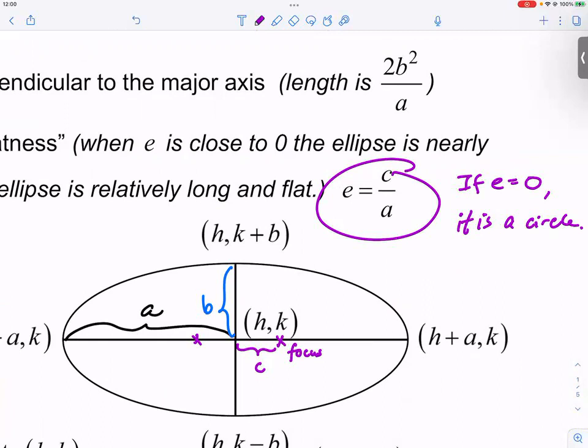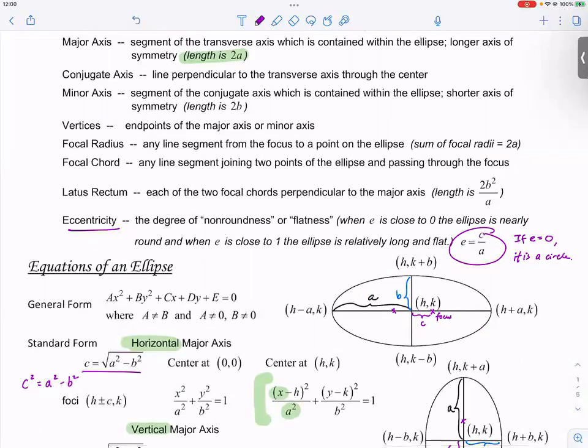Okay, that's pretty straightforward. The other thing that's kind of important is this one, latus rectum. We will mention the length, and there's a little equation that we use. Length is 2b squared over a. So you've got to have that memorized. What is the latus rectum?